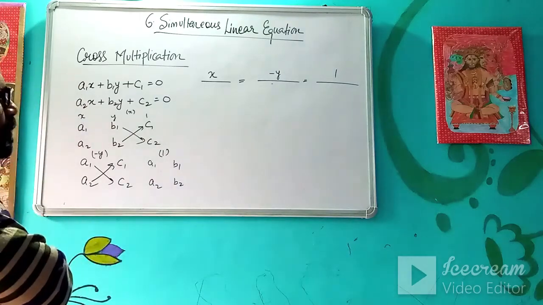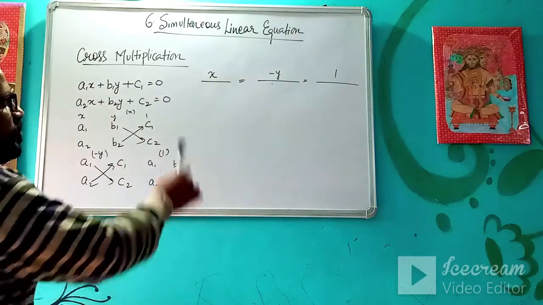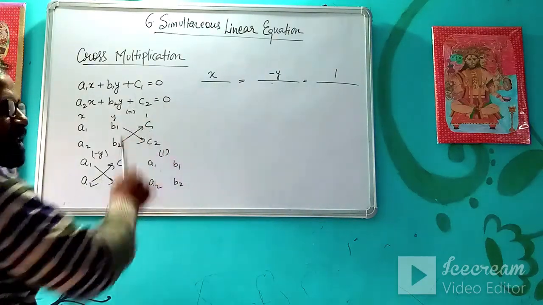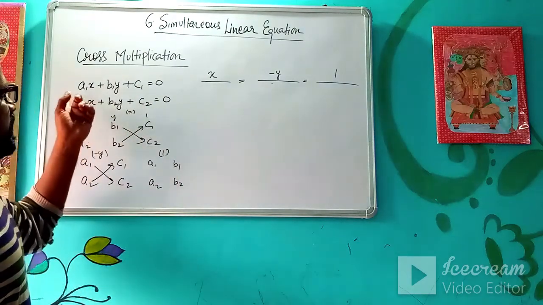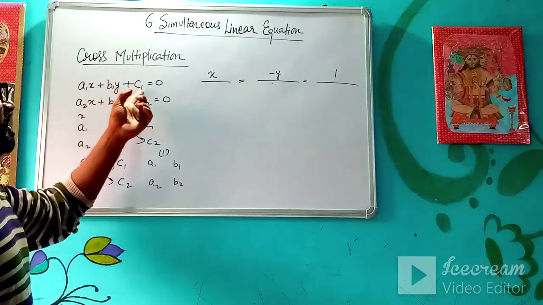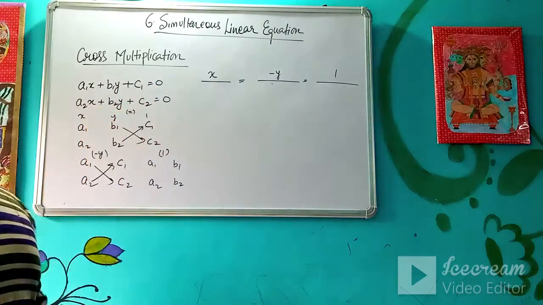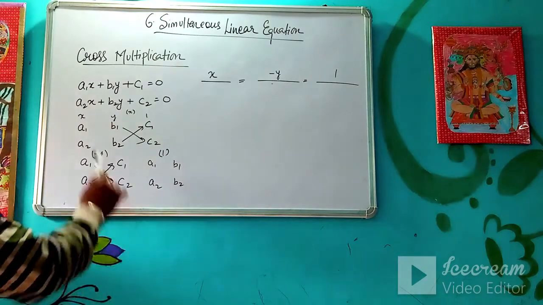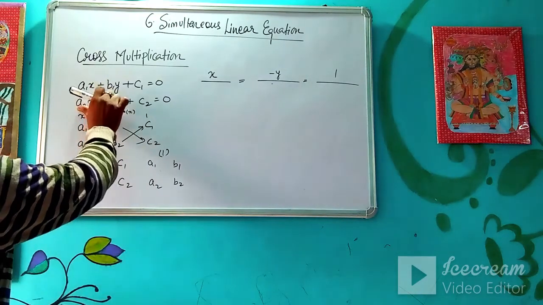So in order to use this method, the first thing that we have to do is bring all the constants that are written on the right hand side to the left hand side. Like this, I have written a1x plus b1y plus c1 equals to 0, a2x plus b2y plus c2 equals to 0.